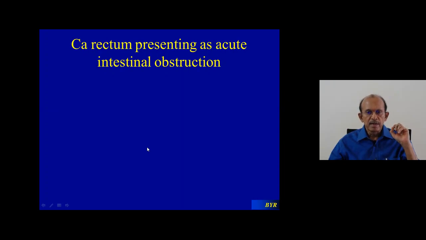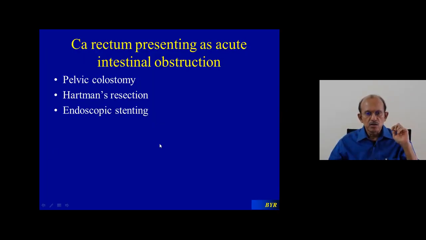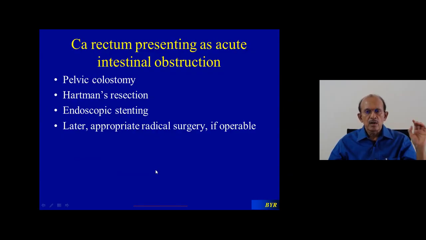Now if the patient presents with acute intestinal obstruction, what do you do? First you do pelvic colostomy or Hartmann's resection or endoscopic stenting. The obstruction is relieved. Once the patient's condition improves, the appropriate radical surgery is done if the tumor is operable.